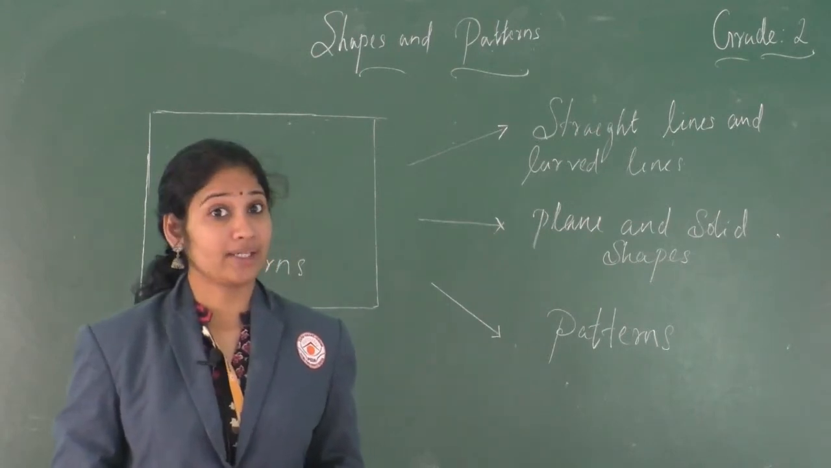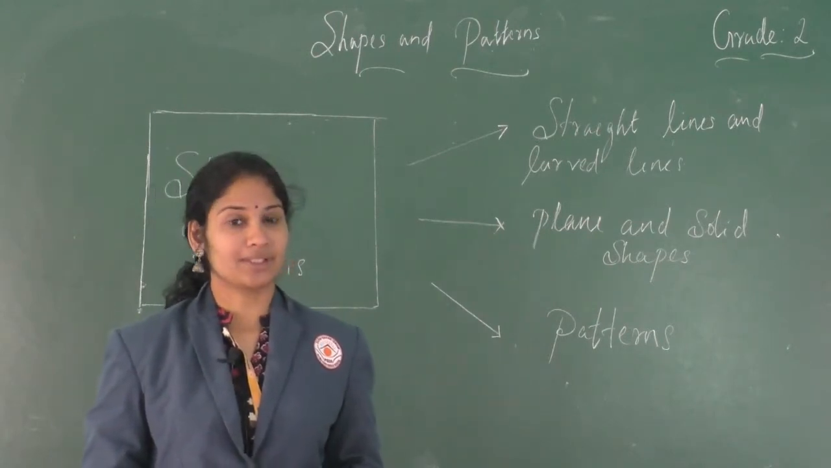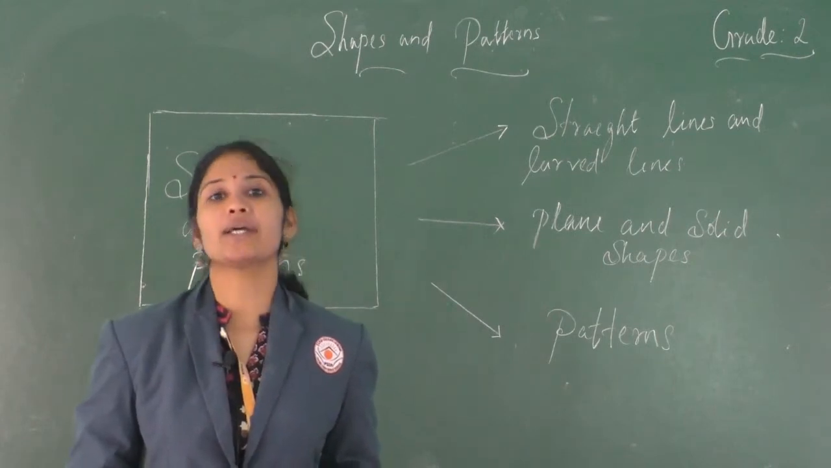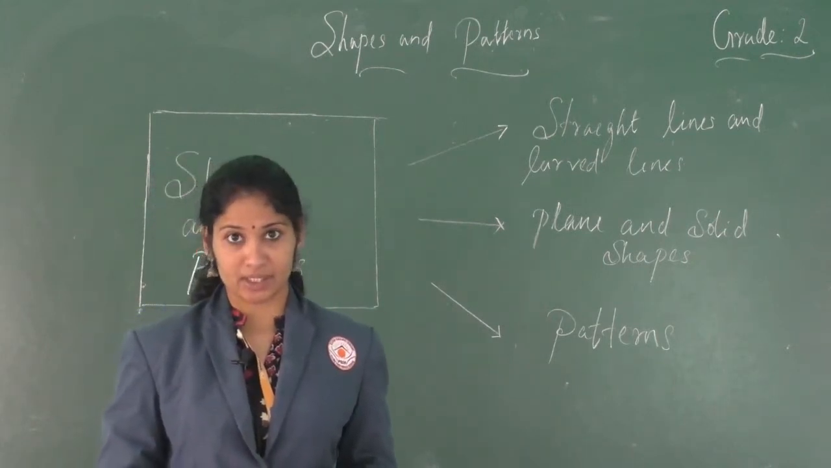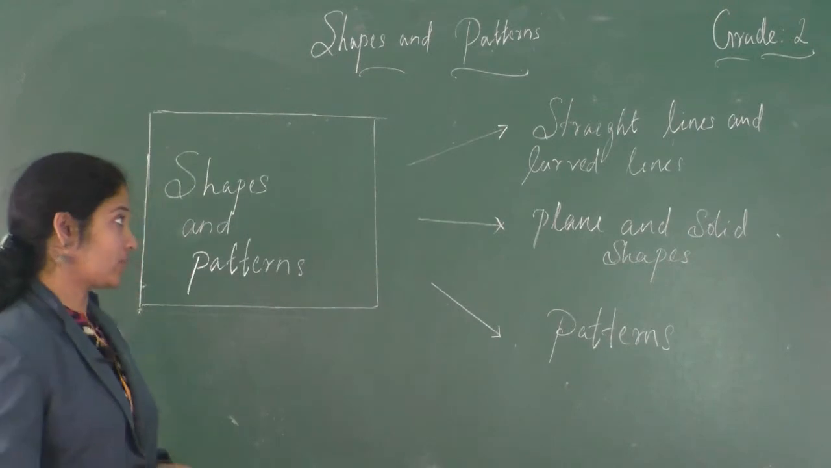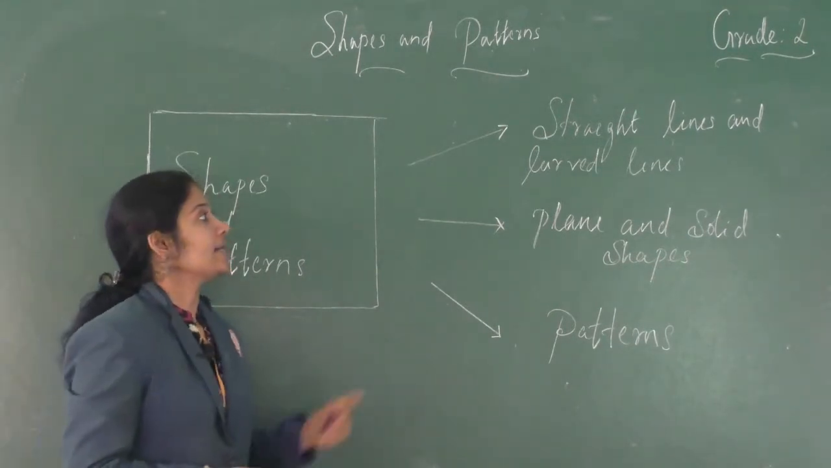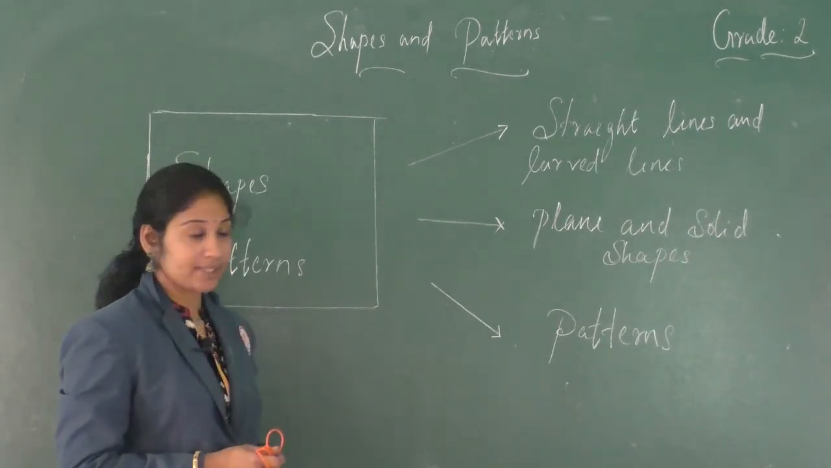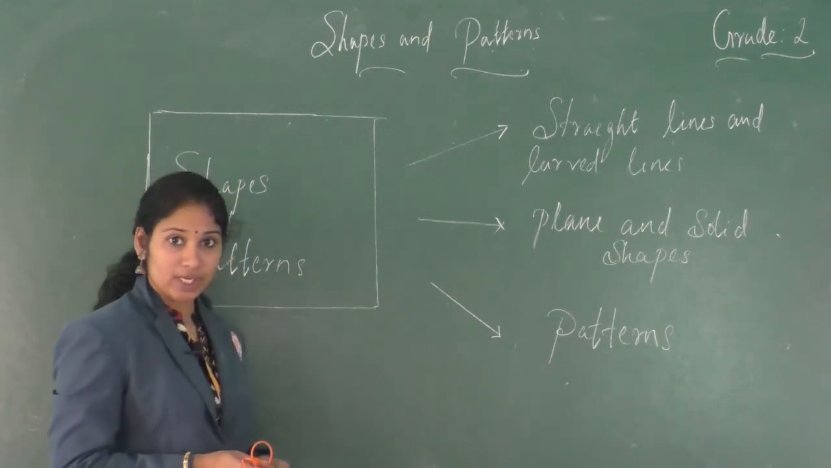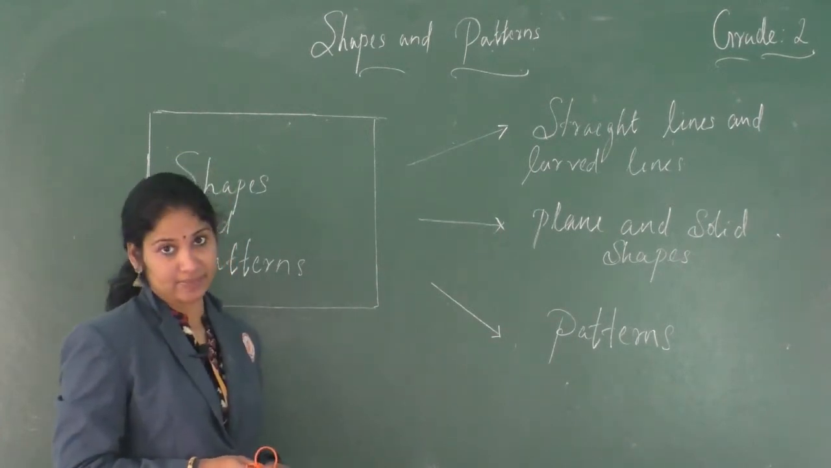Children, you might guess what is our new chapter. Yes, our new chapter name is Shapes and Patterns. Here is the mind map of chapter 4. The main topics are straight lines and curved lines, plane and solid shapes, and patterns.